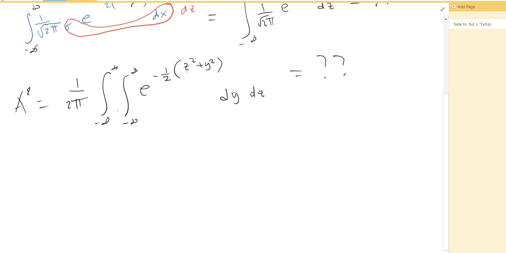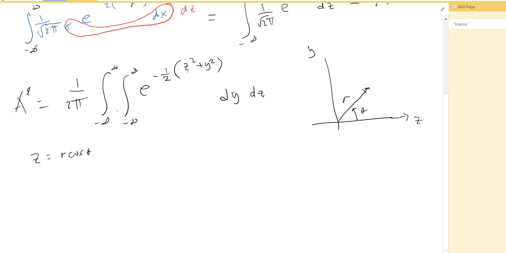Now we're going to make a trigonometric substitution. Let's say this is my z and this is my y. Pick any point here, which has coordinates r, theta. We let z equal r cosine theta, and y equal r sine theta.